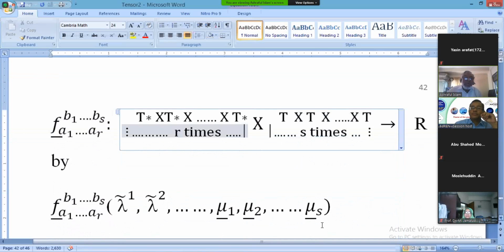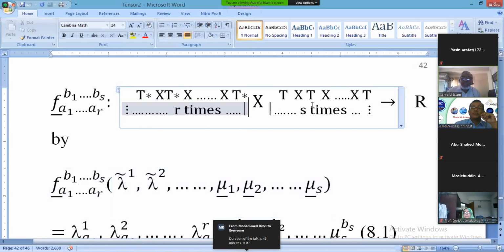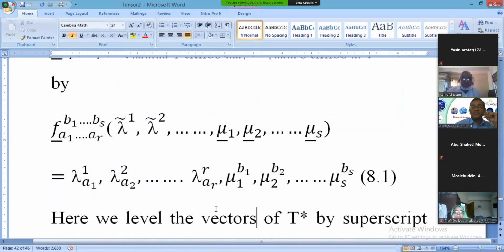Now if we take the vector from this one, lambda tilde 1, lambda tilde 2, taking the dual vectors from here, and from this cross product we take the vectors mu 1, mu 2 to mu S. There are S number of vectors. We can write this vector as a linear combination of basis vectors. We will find this like this.